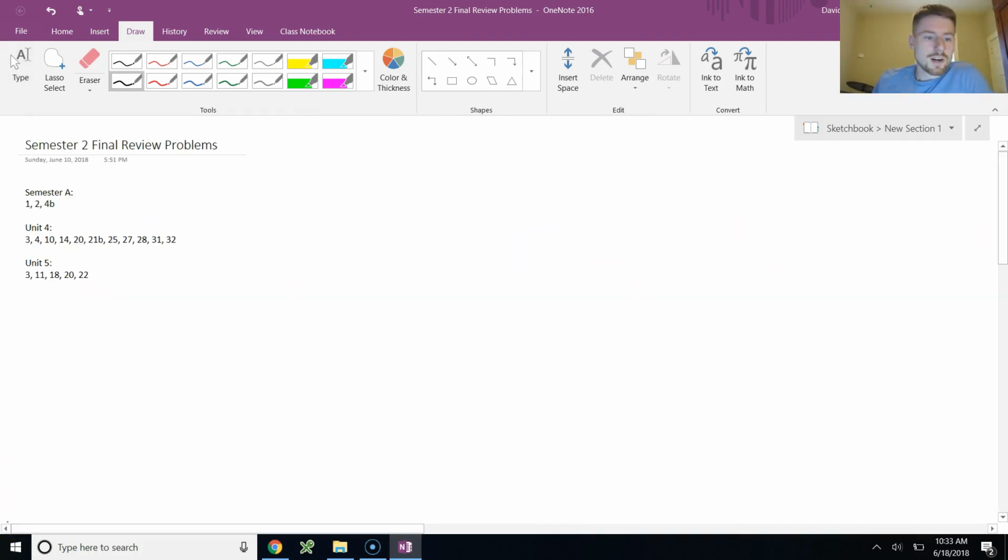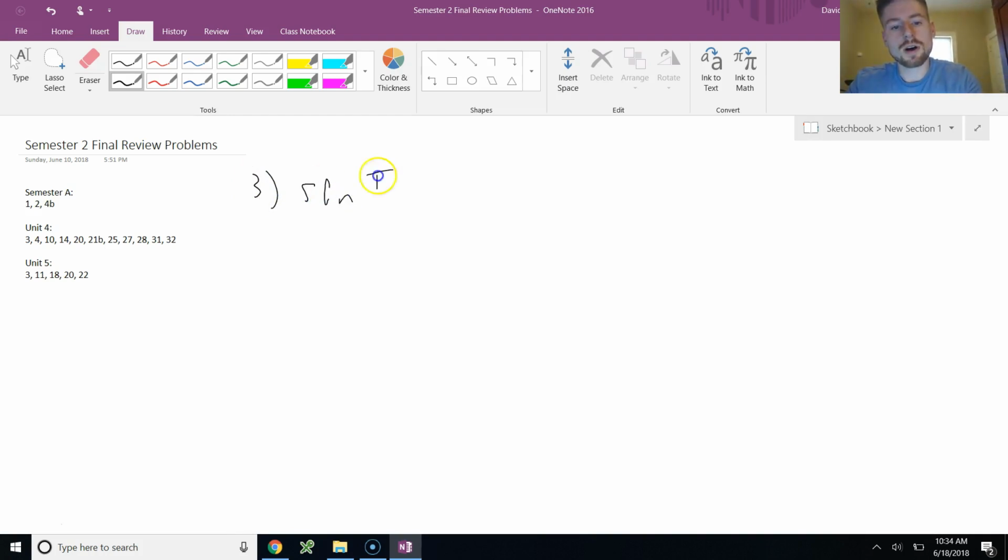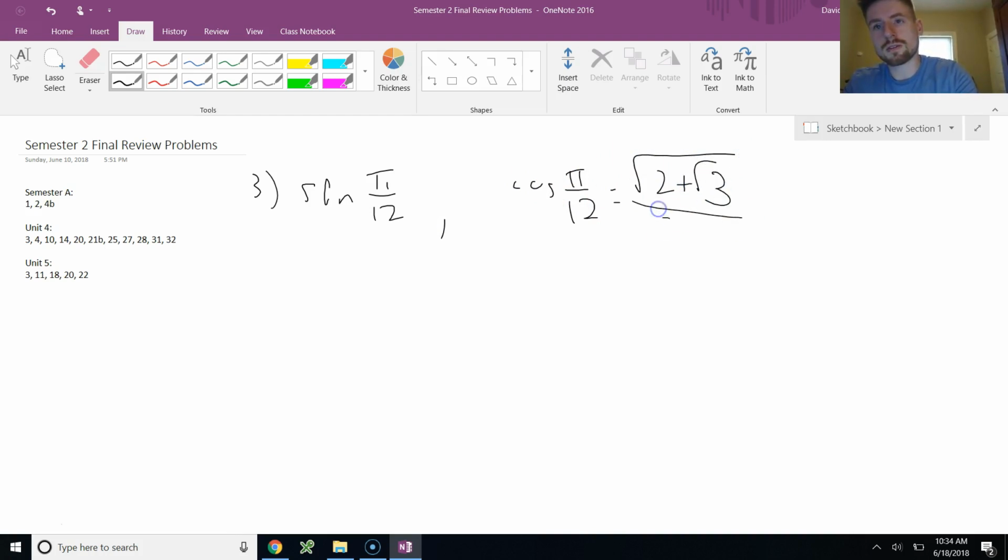Okay, now we're into Unit 5 review. So the next question was asked about solving problem number 3 from Unit 5, which is what is sine of pi over 12 given that cosine of pi over 12 is equal to the square root of 2 plus root 3 all over 2. So we want to find an exact expression for sine pi over 12.